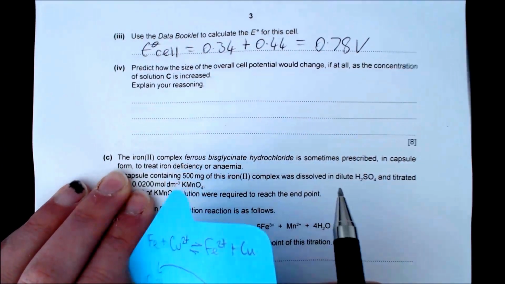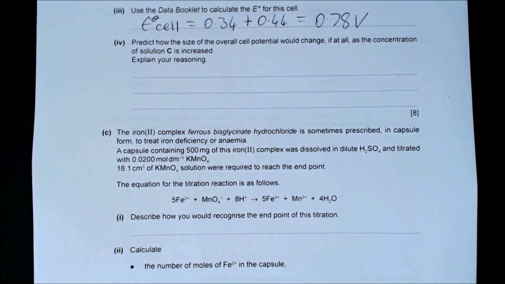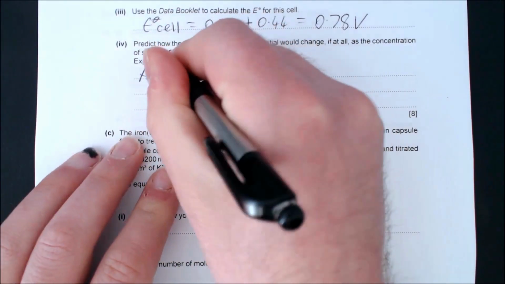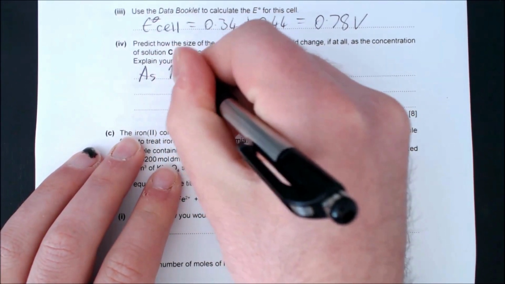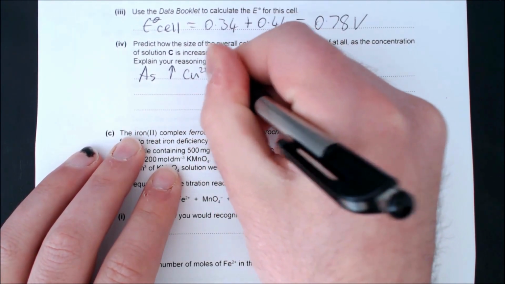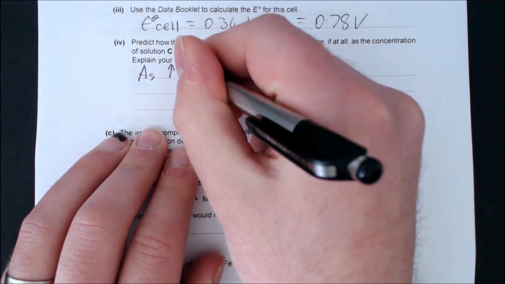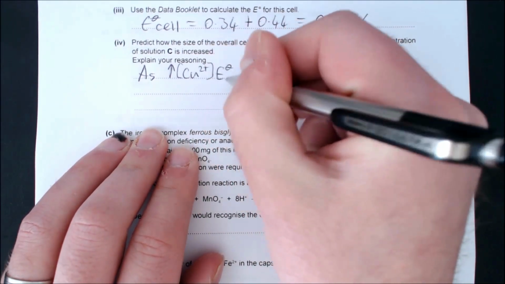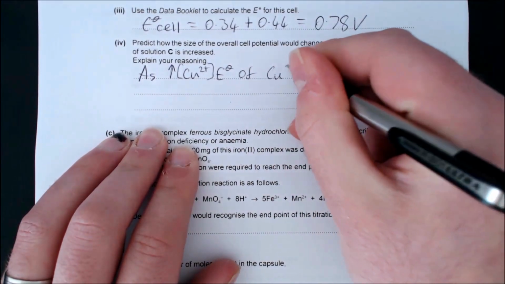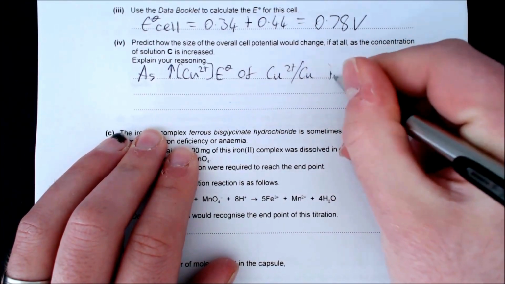So it doesn't really matter which one you put as C. But because I've used copper, I'm just going to describe it as copper. But that's quite a tricky one. So I'm going to put, as we increase, I'll just put that on there. You'd have to write that out properly though, obviously, because that might be a bit ambiguous. As we increase the concentration of Cu2+, the E naught of the copper 2+ / copper electrode increases.